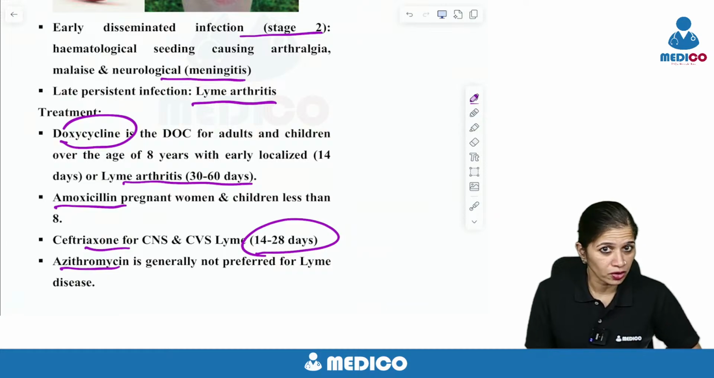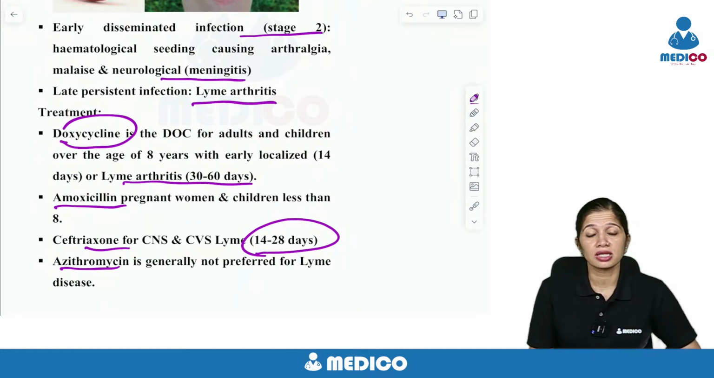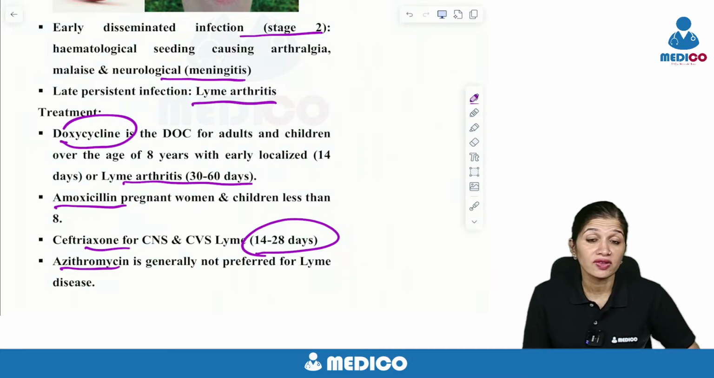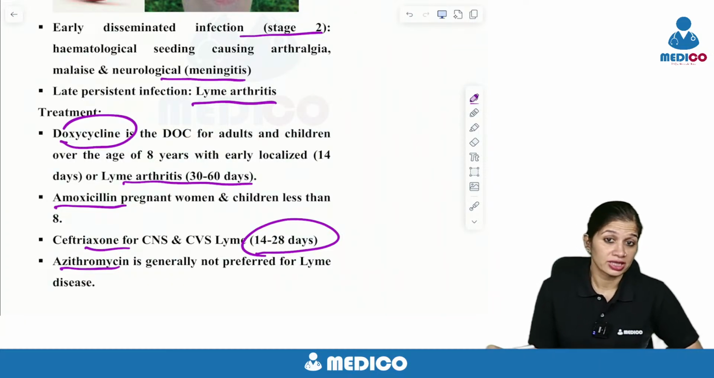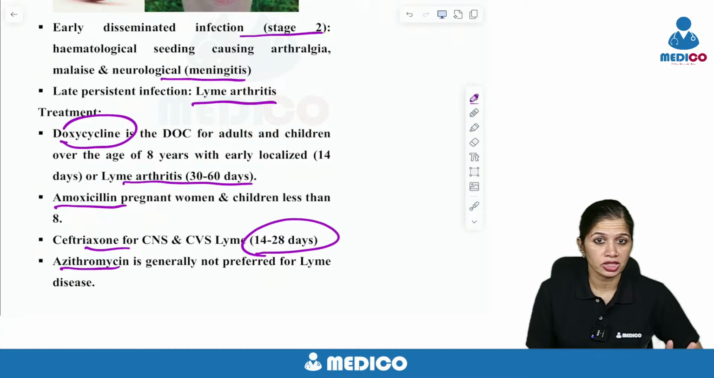So doxy is the drug of choice, okay, for children over 8 years and adults. Whereas for pregnant women and children under 8 years, you can give amoxicillin. Ceftriaxone can also be considered in case of CNS and CVS Lyme's disease. Azithromycin is of no use, and depending upon whether it's early localized or a Lyme arthritis, or that's a late persistent one, you might have to consider modifying the duration of therapy, okay? So I hope that with this you have understood Lyme's disease, Borrelia burgdorferi, erythema migrans producing an annular bullseye rash, and the treatment of choice is doxycycline.